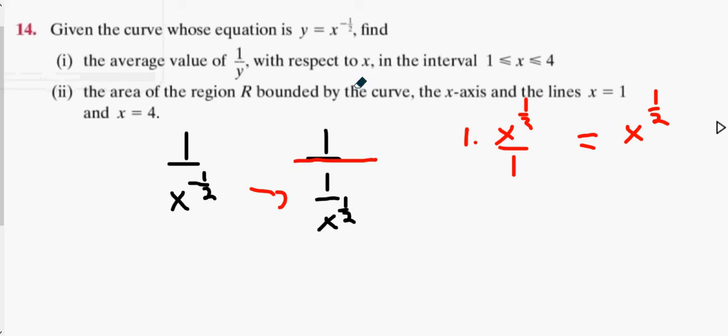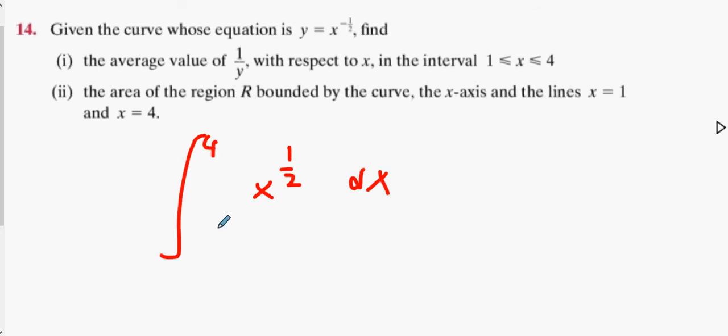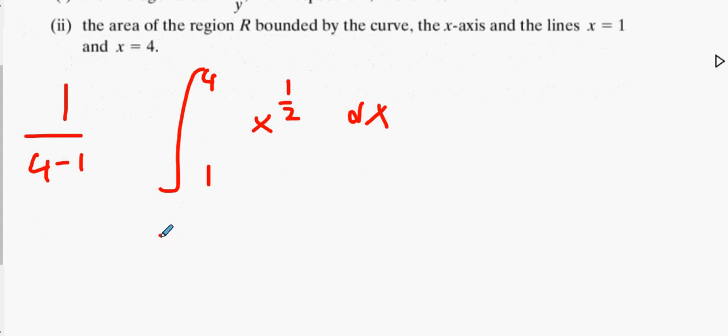Now, next thing is we now know it's x to the power of a half, and we have to integrate it. We know the interval is from 4 to 1, and we know it's 1 over b minus a, which is 1 minus 4, so it's going to be 1/3. Now, Gav, what happens when you integrate x to the power of a half? So add 1 onto it, what do you get? 3 over 2, 3 halves, yeah, and then turn that power upside down.